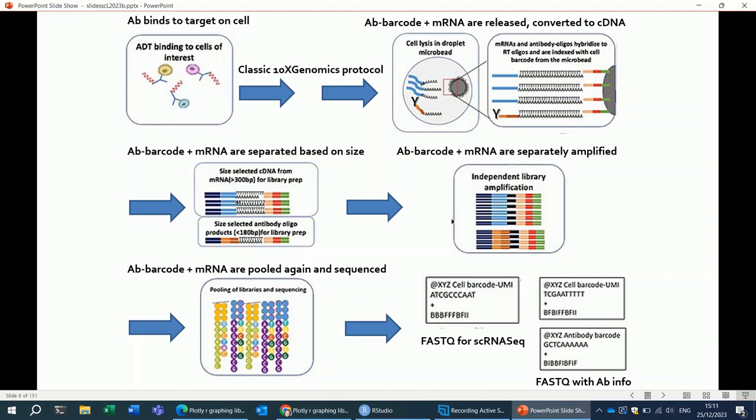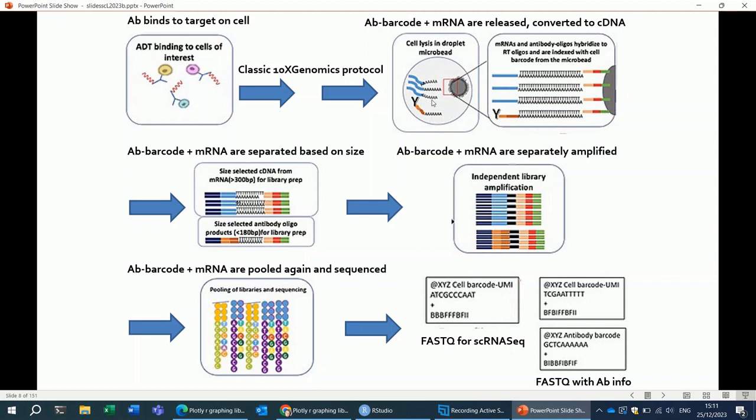So what you do is you allow your antibodies to interact with the cell surface proteins. You inject the cells together with the antibodies in the water droplets. You lyse the cells, so messenger RNA is released. Antibodies are released in the water droplet.